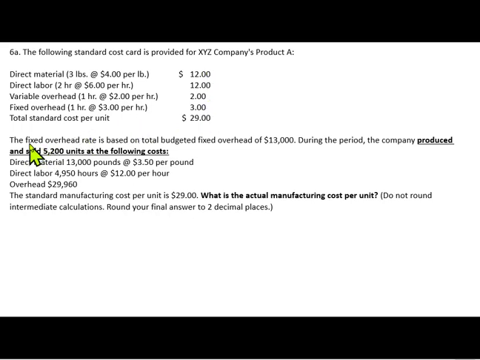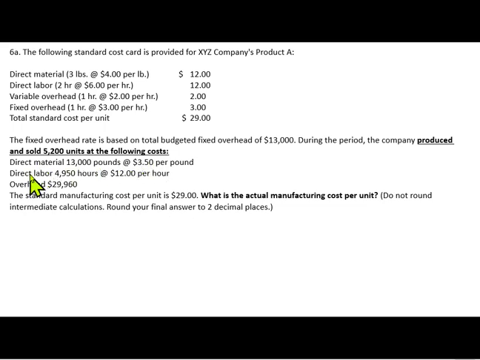It says here that the fixed overhead rate is based on total budgeted fixed overhead of $13,000. During the period, the company produced and sold 5,200 units at the following cost. So they actually produced and sold 5,200 units, and their actual cost for direct labor was 13,000 pounds at $3.50 a pound.